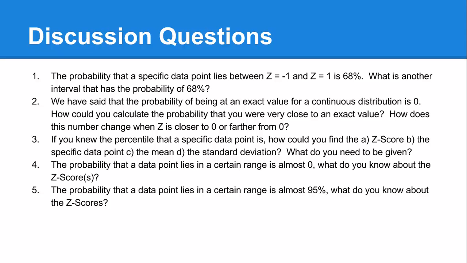If you knew the percentile, how could you calculate the Z-score, the specific data point, the mean, the standard deviation? What do you need to be given? And so that's the idea. If you have 4 things in the formula, you need 3 of them.